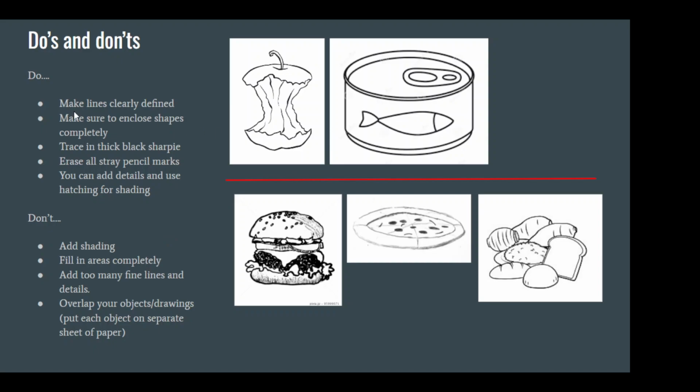Here are some of the do's. Make sure that your lines are clearly defined, okay? So think about them kind of like coloring books is what I tell people. They should look kind of like a coloring book when you're done. Make sure that if you want to fill in a shape, you enclose it, so you don't have any gaps in the line, because when you do that image trace, you're not going to be able to fill it. It's just going to flood. It's not an enclosed shape.